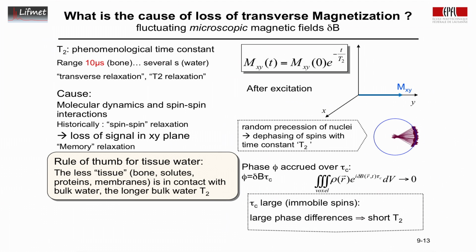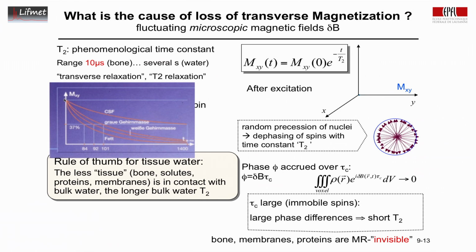So, and here's another major conclusion. If your object of interest, your molecule of interest, has a long correlation time, it accrues a large phase difference over this correlation time, and this results in a short T2. That is important, and the conclusion is this one. This is the take-home message here. Bone, membranes, proteins, for intents and purposes of biomedical imaging, they are invisible. That means, although they carry magnetization, it decays so fast that we cannot practically measure it.